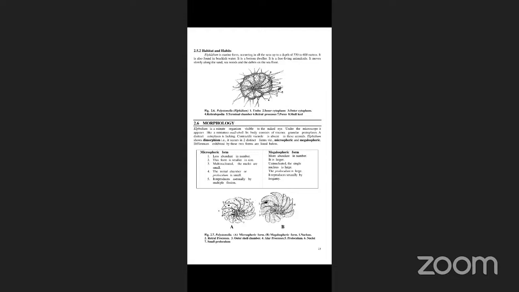Whereas megalospheric forms are abundant; most of the animals are seen in this form. They are larger in nature and have only a single nucleus. The initial chamber is very big, and it reproduces sexually. Here you can see A and B, microspheric and megalospheric, so you can see the difference.